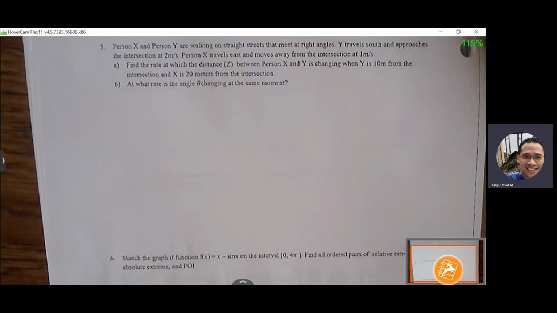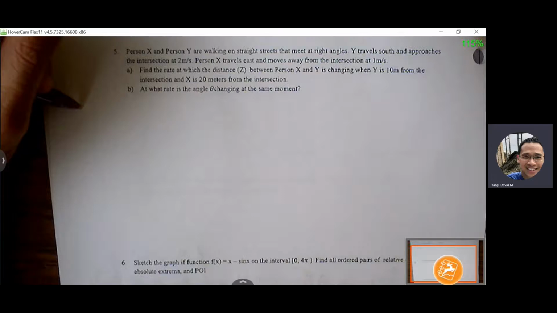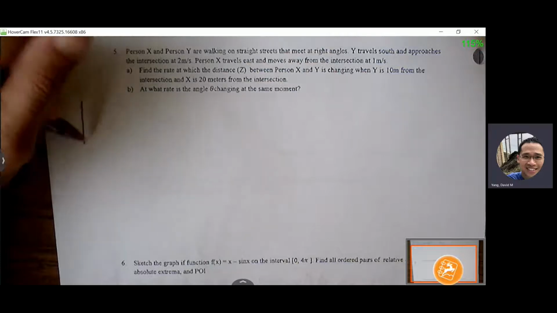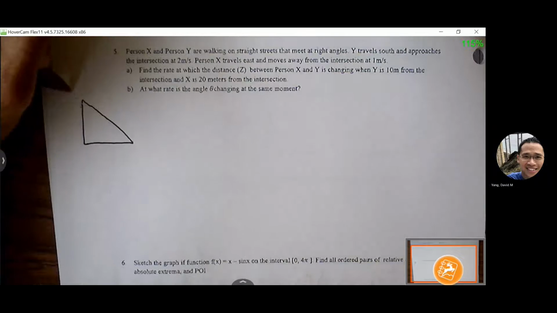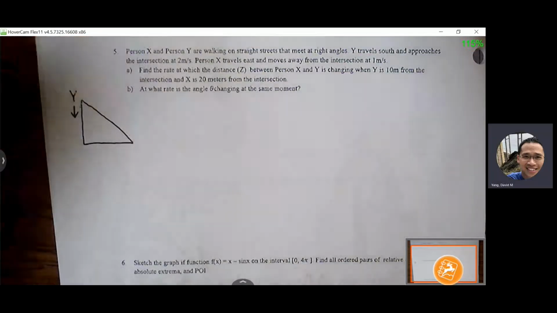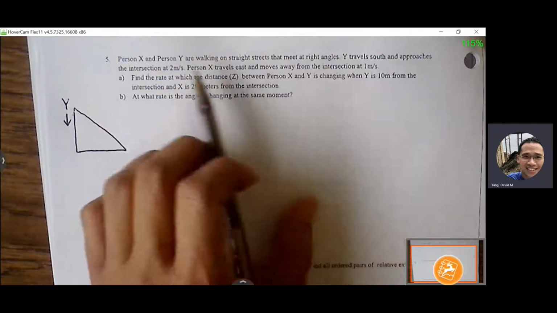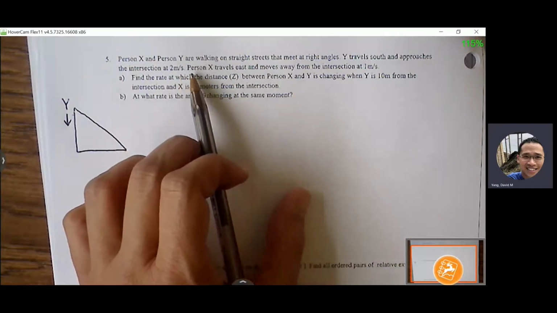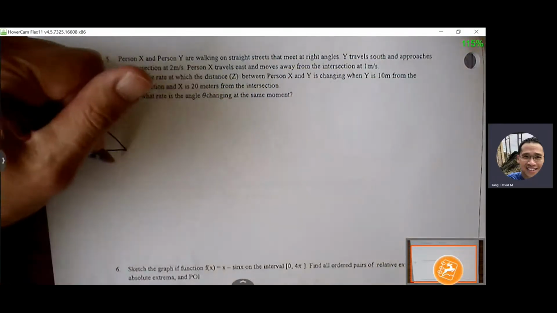Person X and person Y are walking along straight streets that meet at right angles. Person Y is traveling south. Person X is traveling east. Okay, so here's my right triangle. Y travels south, approaches the intersection at 2 meters per second. Person X travels east and moves away from the intersection at 1 meter per second.